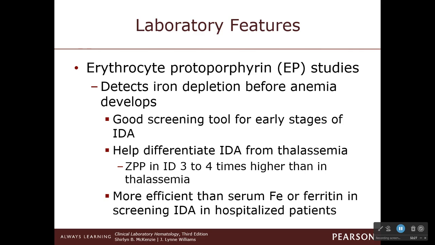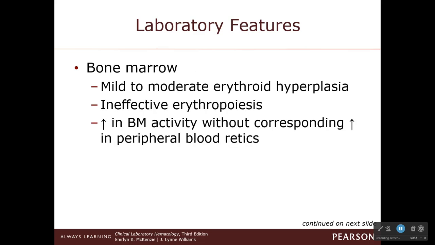So that's one of the things it's talking about here, the ZPP in iron deficiency, 3 to 4 times higher than in thalassemia. So you can actually use it to help you to justify thalassemia, which of course you wouldn't because you would do genetic testing, okay? We'd look at those genes, all right? So it's more efficient than serum iron or ferritin in screening IDA in hospitalized patients. So the ZPP can be used. It's just expensive and nobody really uses it that much, okay?